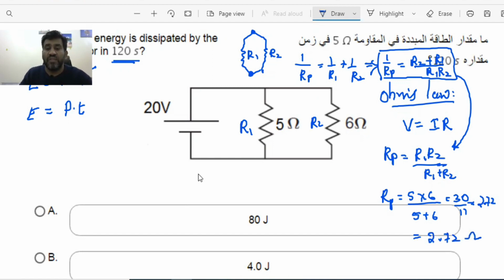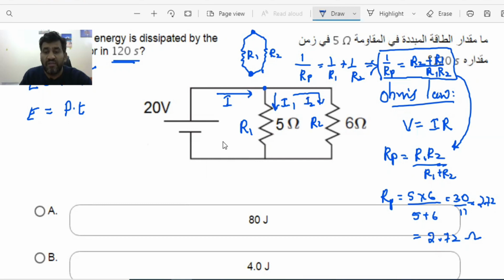Why am I finding the value of the resistance here? I need to calculate the current across the circuit. Suppose the current I is flowing across the circuit here, but as the resistors are connected in parallel, after the current comes over here, it gets divided. A part of the current flows like this and a part flows like this. The current flowing through this branch is called I1, and the current through this branch is called I2.